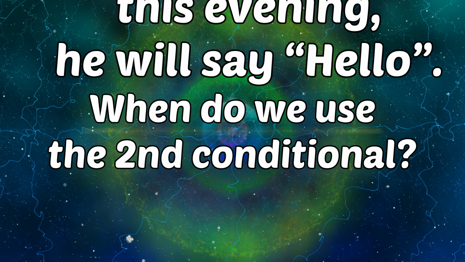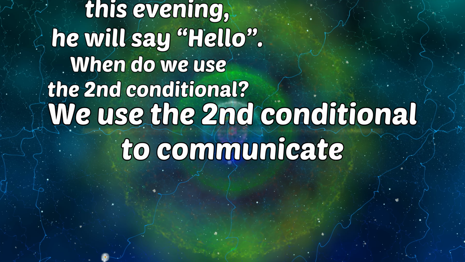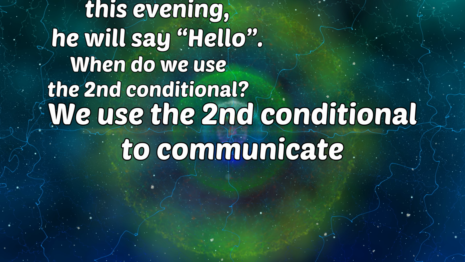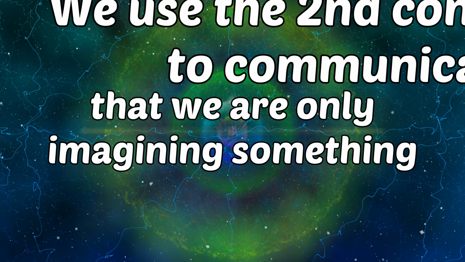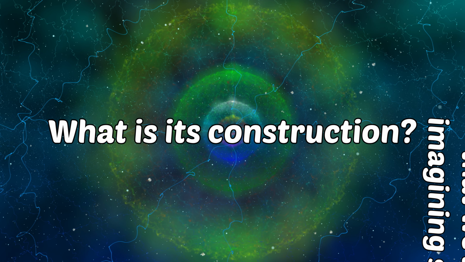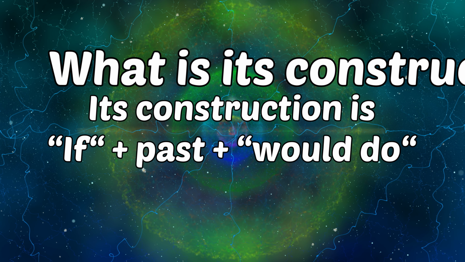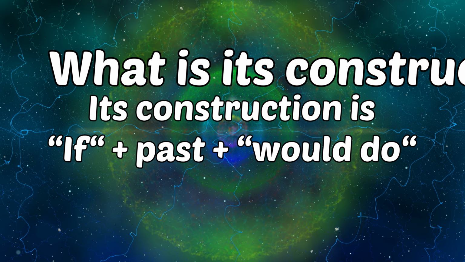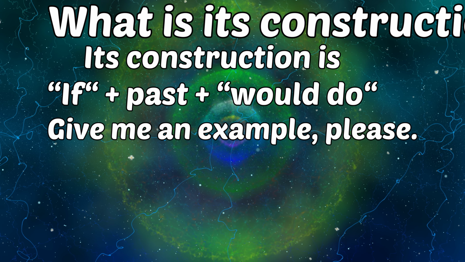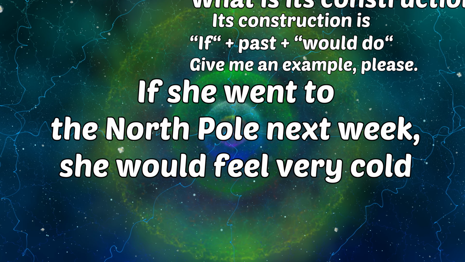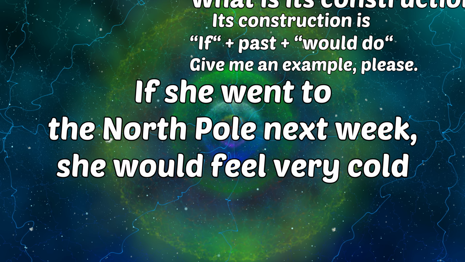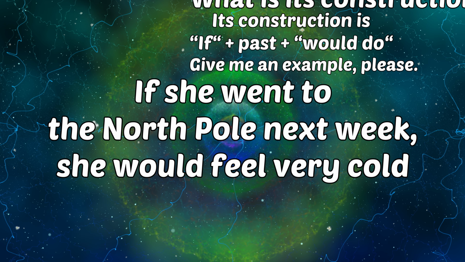When do we use the second conditional? We use the second conditional to communicate that we are only imagining something. What is its construction? Its construction is if plus past plus would do. Give me an example, please. If she went to the North Pole next week, she would feel very cold.